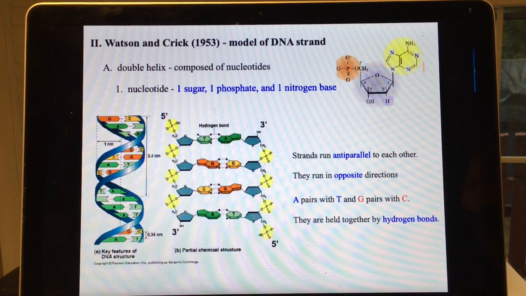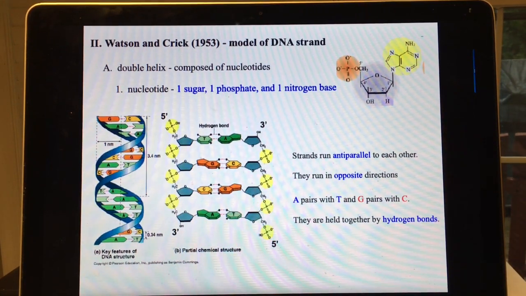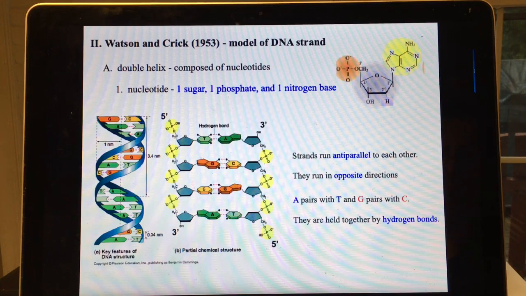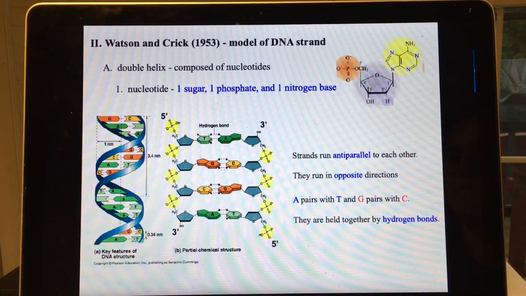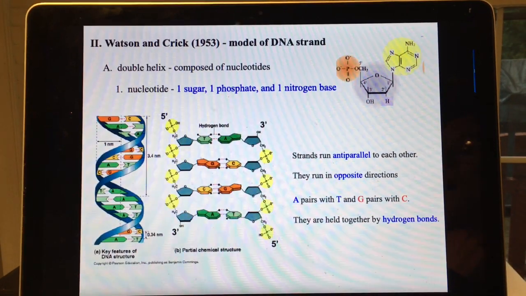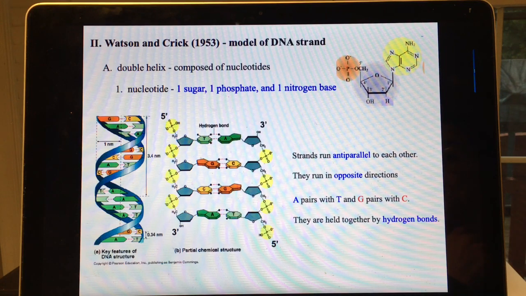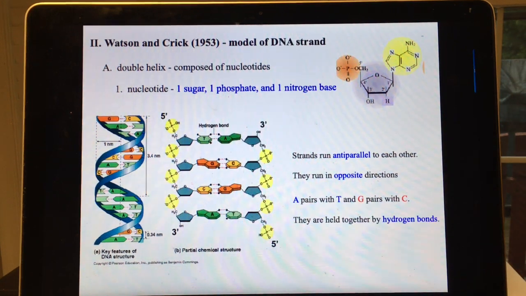So on this diagram, there's quite a bit of review, but there's a few new concepts here. So first of all, you're familiar with the double helix, and you're familiar with the monomer of a double helix being a nucleotide, where you have one sugar, one phosphate, and one nitrogenous base.